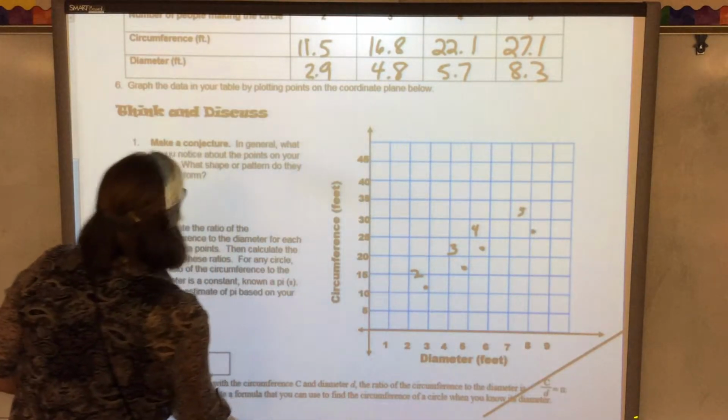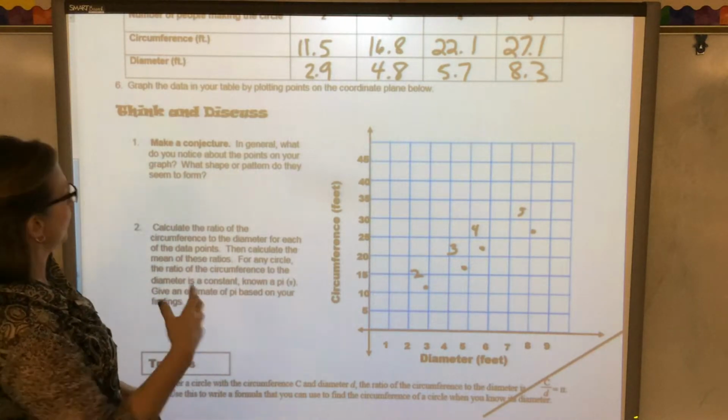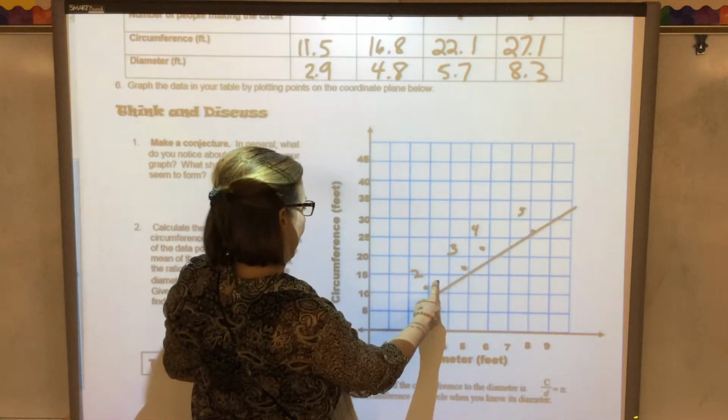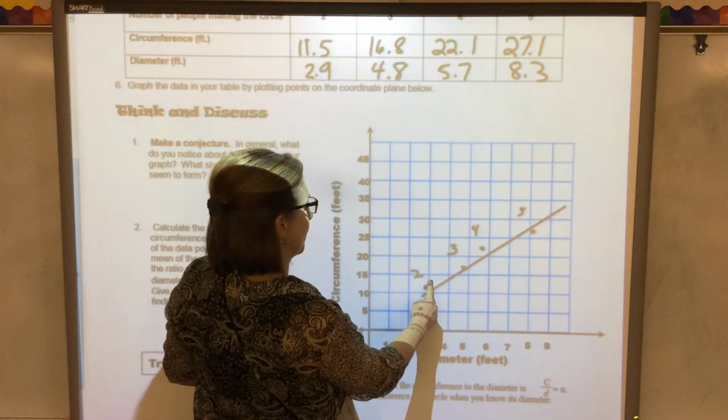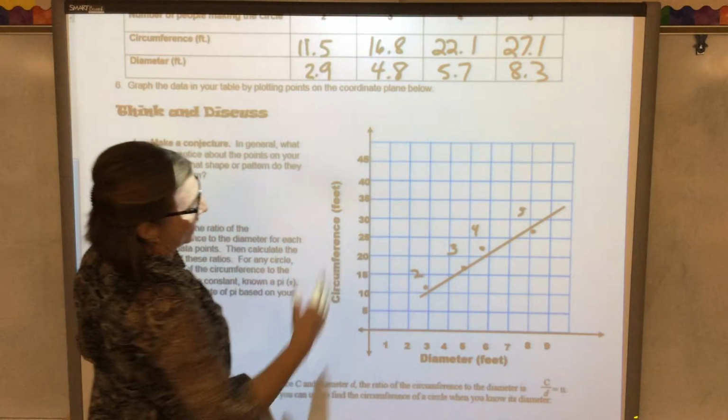So now, it says make a conjecture in general. What do you notice about the points on your graph? What shape or pattern do they seem to form? Well, they seem to form a line. So we're going to take this line, and just so happens it works. How about that? So that's our line of best fit.